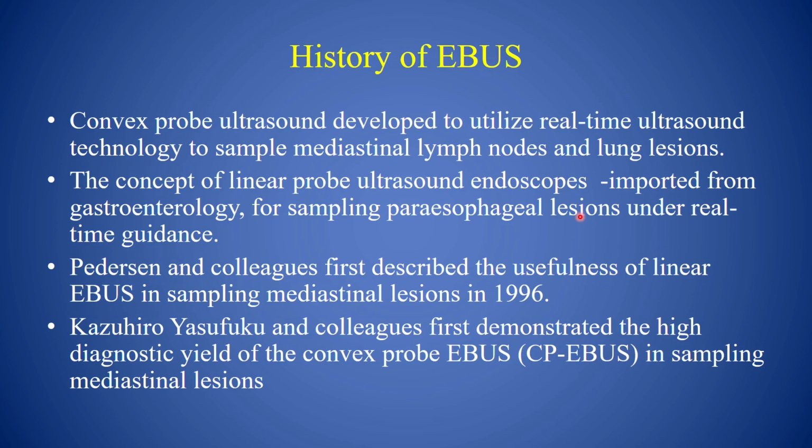So the convex probe ultrasound was developed for sampling of the mediastinal lymph nodes and lung lesions. As most of the concepts in bronchoscopy, even this was imported from gastroenterology, where they started sampling the paraesophageal lesions under the real-time guidance. The first description comes from Pedersen and colleagues, which described the usefulness of linear EBUS in sampling mediastinal lesions. And then Yasufuku and colleagues demonstrated the high diagnostic yield with convex EBUS in sampling of the mediastinal lesions.